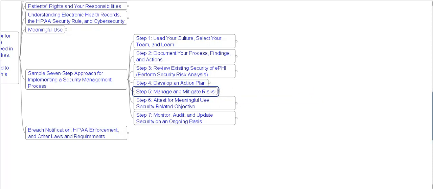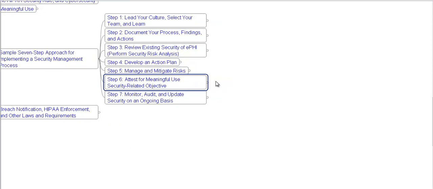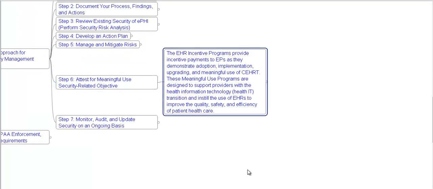Okay, now let's move to stage 6, attestation for meaningful use, security related objective. The ePHI incentive program provides incentive payments to eligible providers as they demonstrate adoption, implementation, upgrading, and meaningful use of certified health information technology. These meaningful use programs are designed to provide providers with health information technology transition and instill the use of ePHI to improve the quality, safety, and efficiency of patient health care.